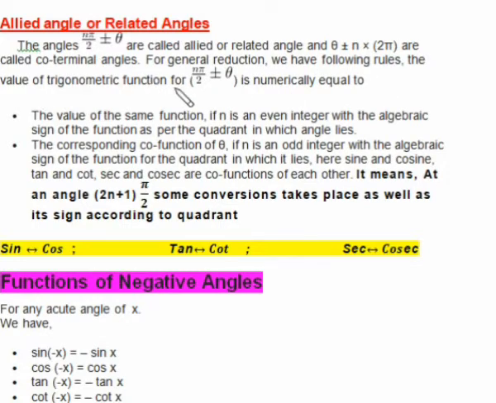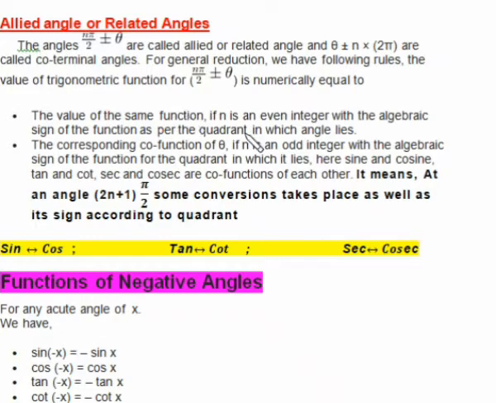The value of trigonometric functions for n pi by 2 plus or minus theta is numerically equal to the value of the same function, meaning the function remains the same, if n is an even integer, meaning n is 2, 4, 6, 8, with the algebraic sign of the function as per the quadrant in which the angle lies. Meaning when we put n equal to 2, 4, 6, the multiple of 2 cancels, and it gives pi plus or minus theta, 2 pi plus or minus theta, or 4 pi or 6 pi, like that.